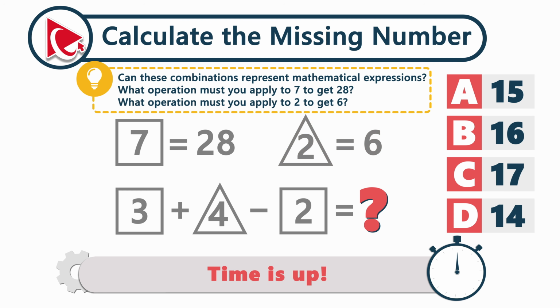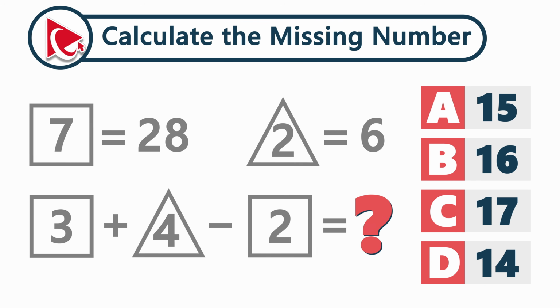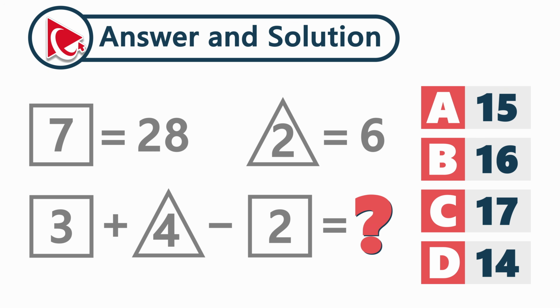Time's up. Do you have your answer ready? I hope so, because as you might have guessed, the solution here is surprisingly simple. I mentioned to you that in this question you are presented with the series of shapes, numbers, and math signs. What's interesting here is that these shapes, numbers, and math signs form math expressions. The first expression is 7 inside the square equals 28. Second expression is 2 inside the triangle equals 6. And then the third expression is 3 inside the square plus 4 inside the triangle minus 2 inside the square equals question mark. And that question mark is the missing number you need to calculate.